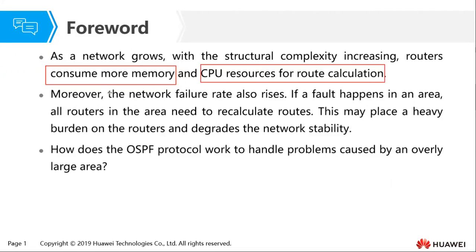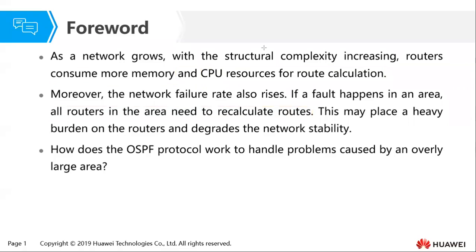Moreover, the network failure rate also raises. If you're having more devices, then the probability of a failure occurring also increases. So if a fault happens in an area, all the routers in that area will have to recalculate their SPTs. Just because one link has gone down, it has to recalculate the entire area. So these may place a heavy burden on the routers and also degrade the network stability. So how does the OSPF protocol work to handle problems caused by an overly large area, an area that has so many routers?